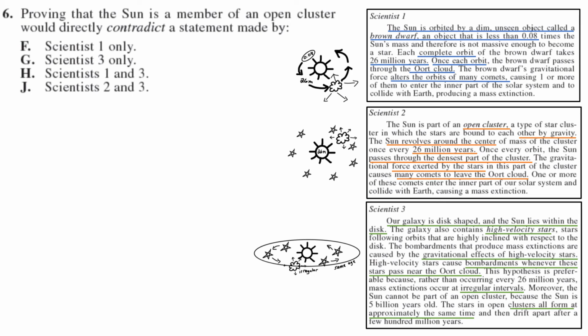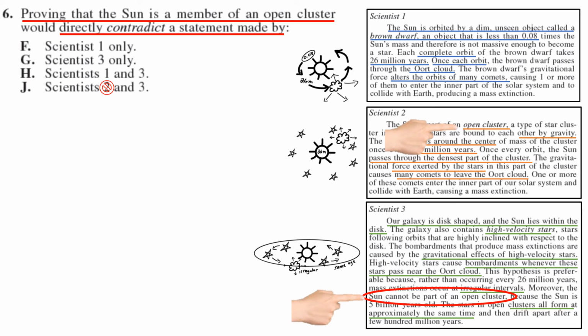Number 6, proving the sun is part of an open cluster would directly contradict a statement made by which scientist? So scientist 2 says the sun is part of an open cluster, so it would not contradict scientist 2. Scientist 3 says the sun cannot be part of an open cluster, and scientist 1 doesn't say anything contradictory about it. It doesn't even talk about the sun being a part of or not being a part of an open cluster. So it only directly contradicts scientist 3, G.